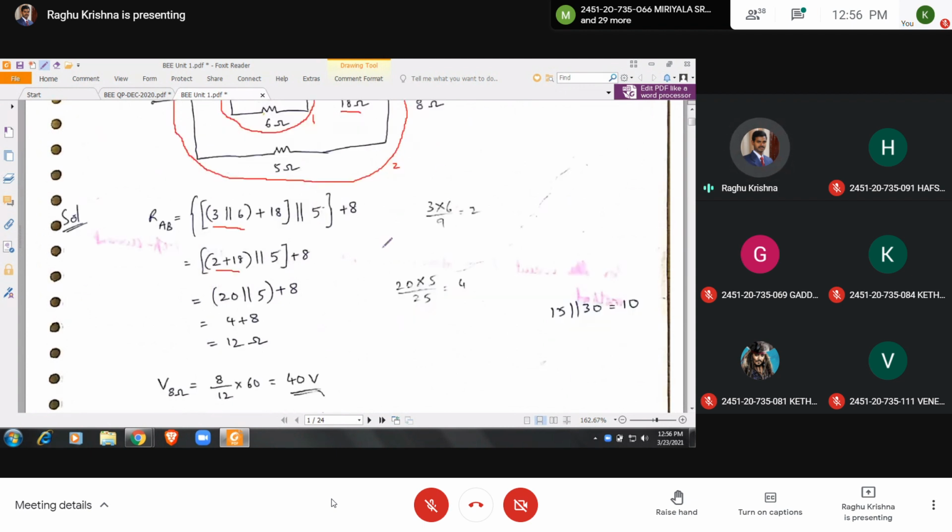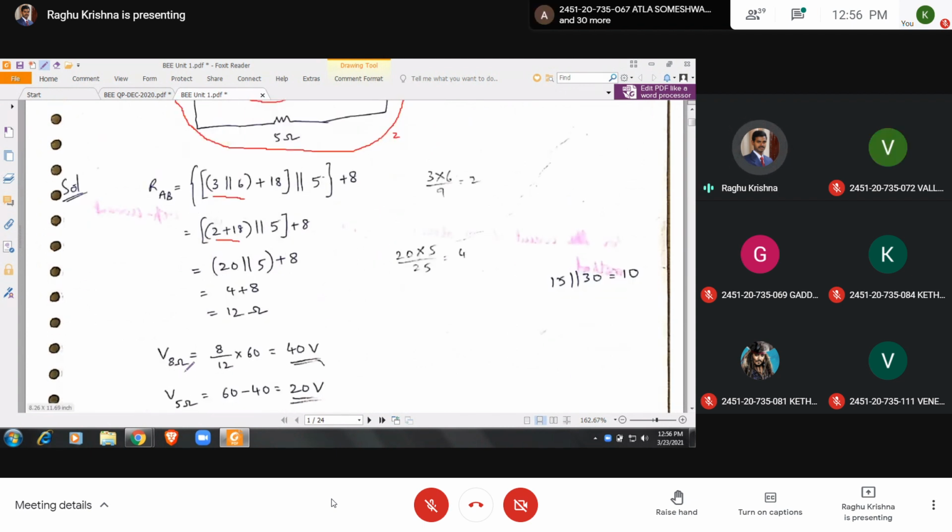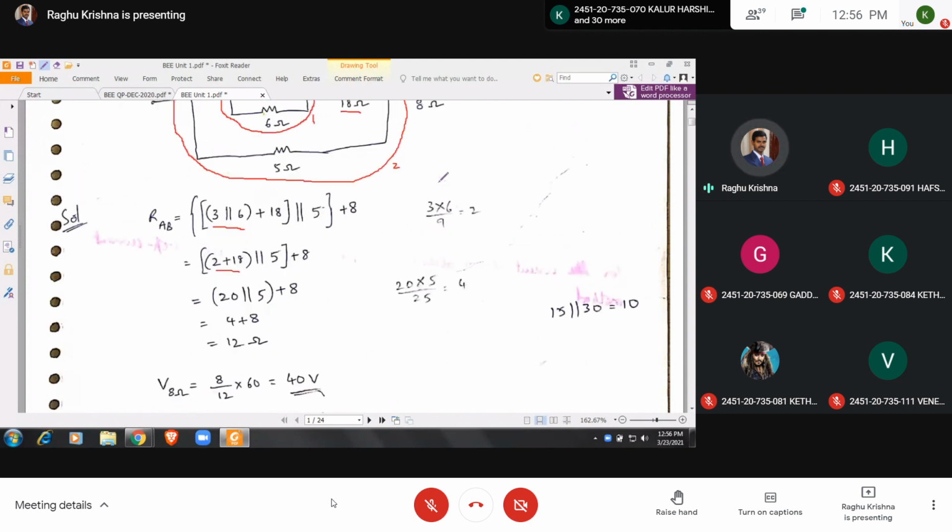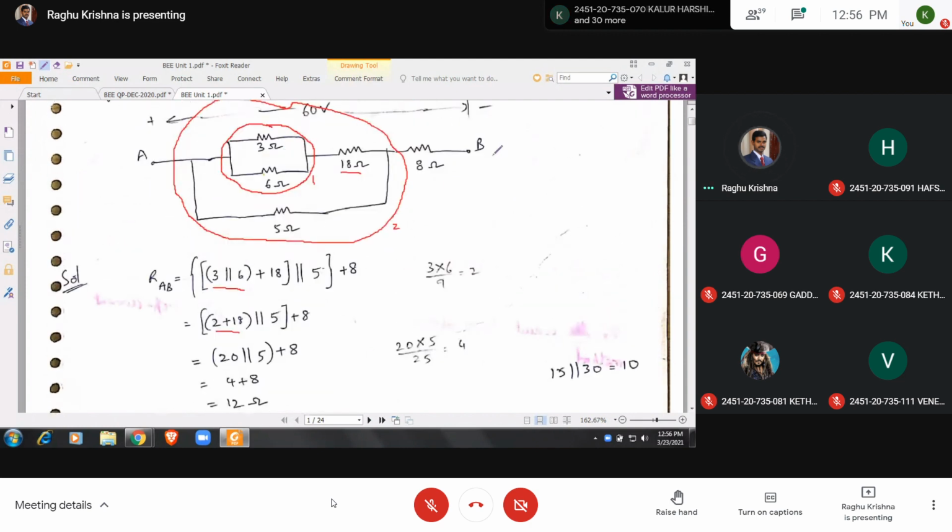Okay, how are you going to get it? So voltage drop across 8 ohms is equal to 8 by 12 into 60. Why 8 by 12? So equivalent resistance: what is the equivalent resistance of this combination? This one. So it is 4 ohms.